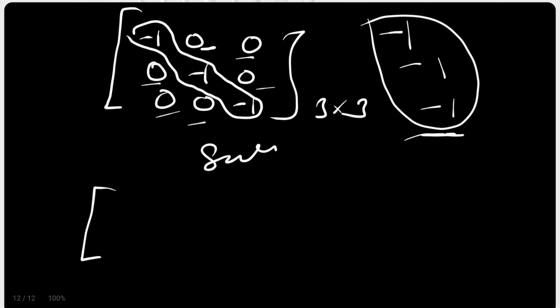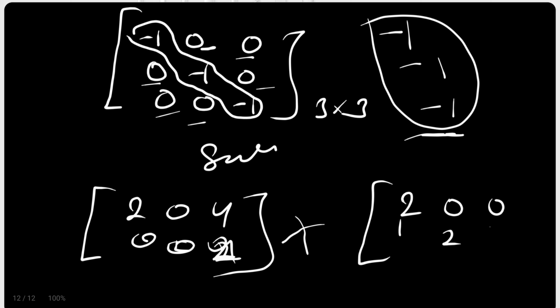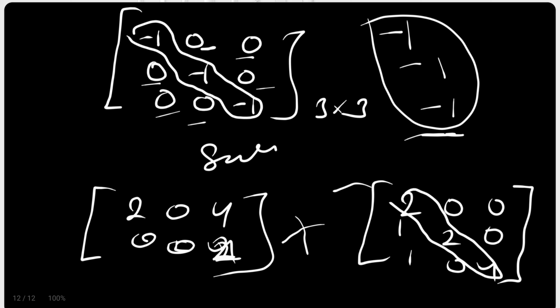Then let me give you a question to verify this, like 2 0 4, 0 2 4. Is it a scalar matrix? First of all, it is not a square matrix. Then how can it be diagonal? If it is not square, then it is not diagonal. Let me take another, this is 0 0 0, 1 2 0, 0 0 4. Now you can say, yes, it is a 3 cross 3 square matrix. Is the diagonal the same? No, the diagonal is not the same. Then it is not our scalar matrix.